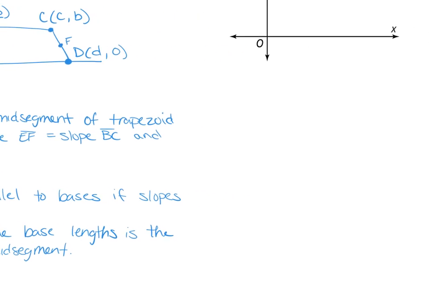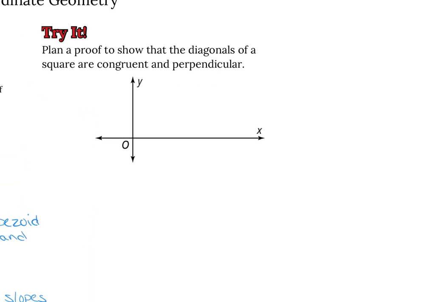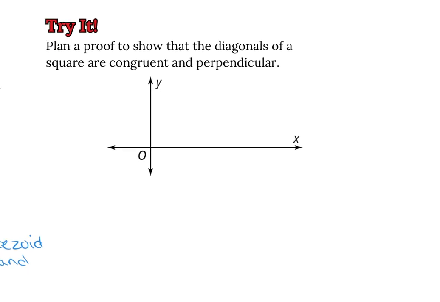Okay, let's look at the try it. All right, we want to plan a proof to show that the diagonals of a square are congruent and perpendicular. So first we're going to sketch out a square here. Again, do the best we can. It won't be perfect. I'm going to label these points.